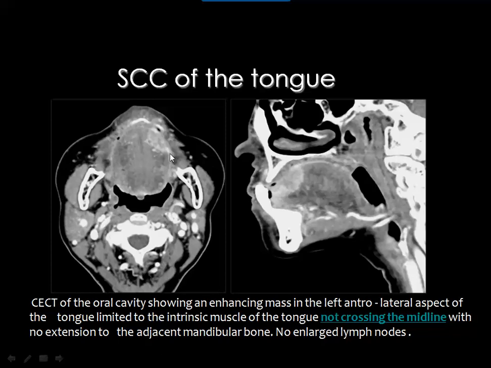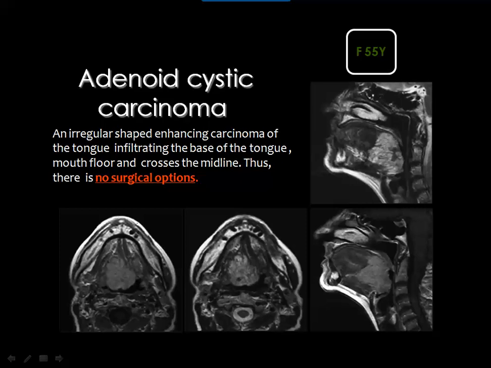Another example, here you see an enhancing mass in the anterior part of the tongue on the left side, and this tumor did not cross the midline and it can be surgically removed. And also here you should search in every case for metastatic lymphadenopathy in the scanned area, and in this patient particularly you cannot see enlarged lymph nodes.